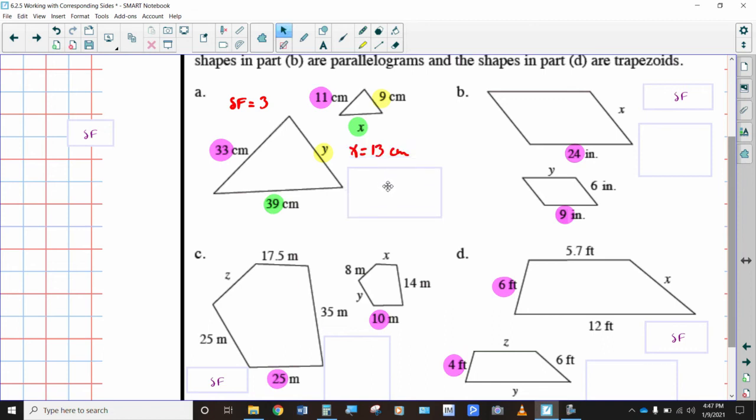Okay, so our answer for x has to be 13 because 39 times 1/3 or divided by 3 is 13. And 9 times 3 is 27, so y has to be equal to 27.